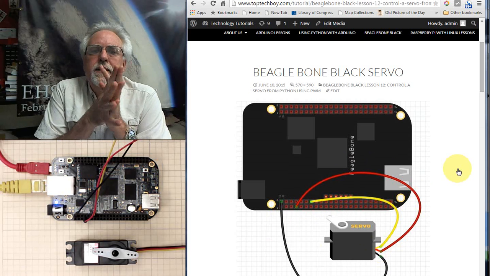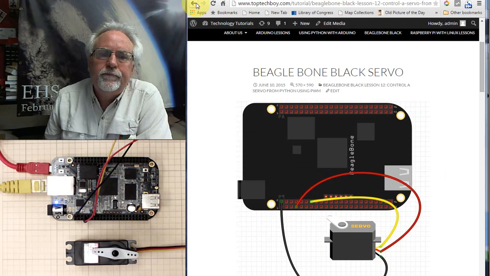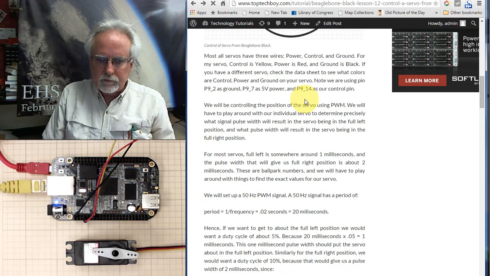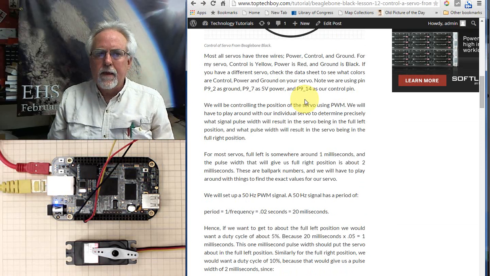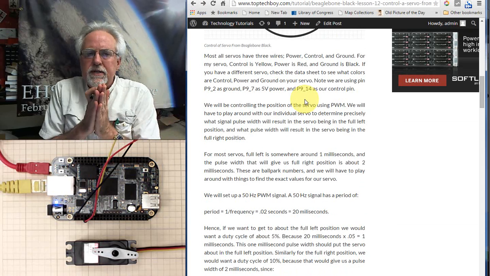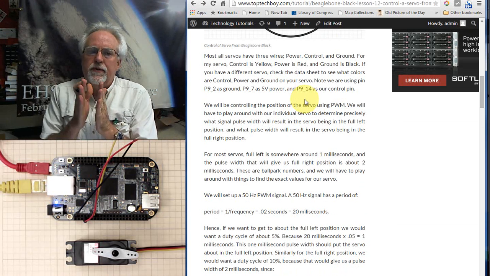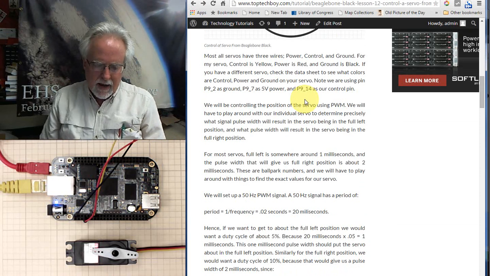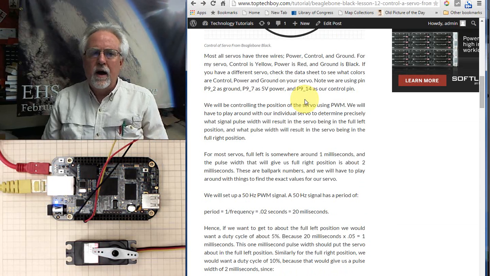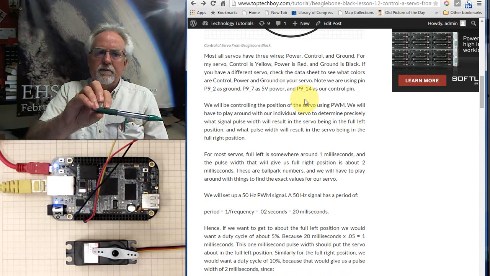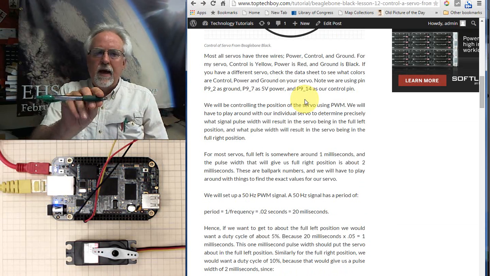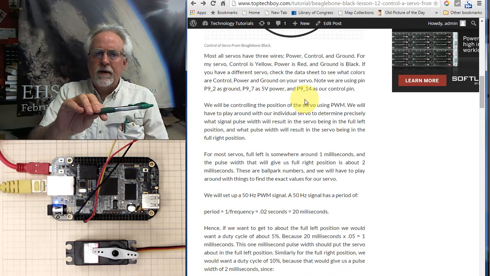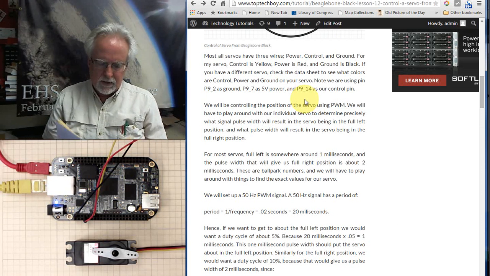Now, how do we actually get the servo to work? How do we control it? A couple of things you need to know. For most servos, the position of the servo is controlled by the pulse width in a PWM train. And usually full left you'll get at about a 1 millisecond pulse width. At 2 milliseconds, you'll be at full right. So full left is 1 millisecond, full right is 2 milliseconds.